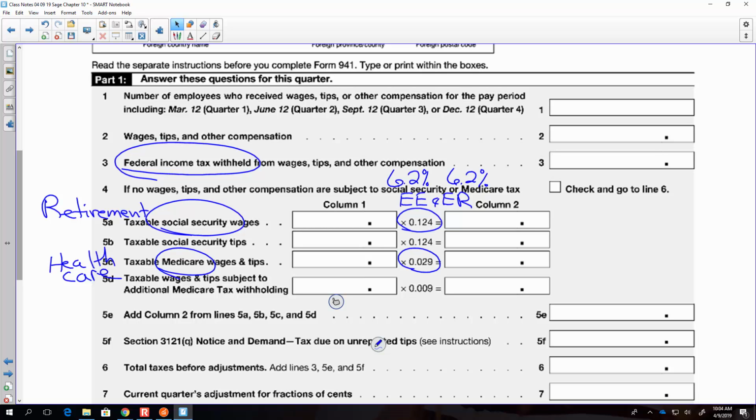The only one with a wage cap, does everybody know what I mean by wage cap? Social Security has a wage cap. I'll never hit it. It's 128,400, that was last year. This year it's bigger, I think. It goes up every year. So every year it will probably go up.